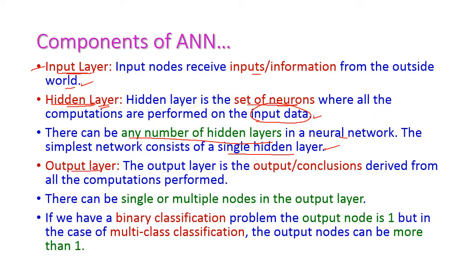And the last one is the output layer. The output layer will give the output of this process, which is derived from the computations of the hidden layer. There can be a single or multiple nodes in the output layer. The output layer consists of one node or more nodes. So if the classification is binary classification, then the output node will be only one. If the classification is multi-class classification, then the output nodes will be more than one.